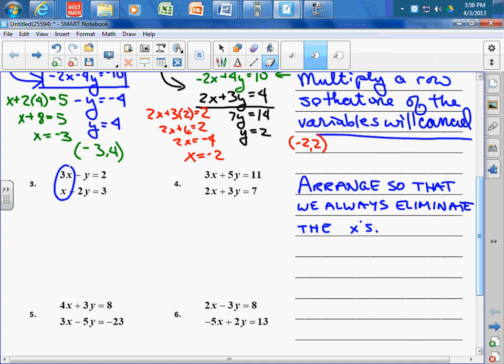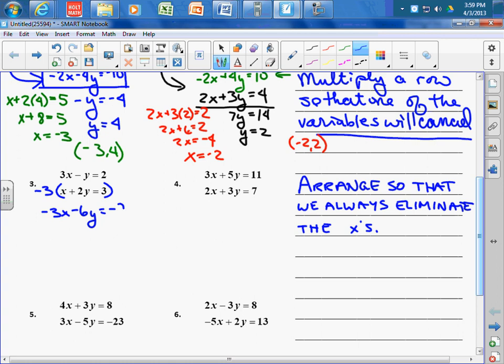So if that's going to be the case, what coefficient do I need in front of the x? Well, if this one's a positive 3, I need a negative 3 here. So I'm going to multiply the bottom row by, that's right, negative 3. And it's, again, everything. So negative 3 times x is negative 3x. Negative 3 times 2y is negative 6y. And negative 3 times 3 is negative 9.